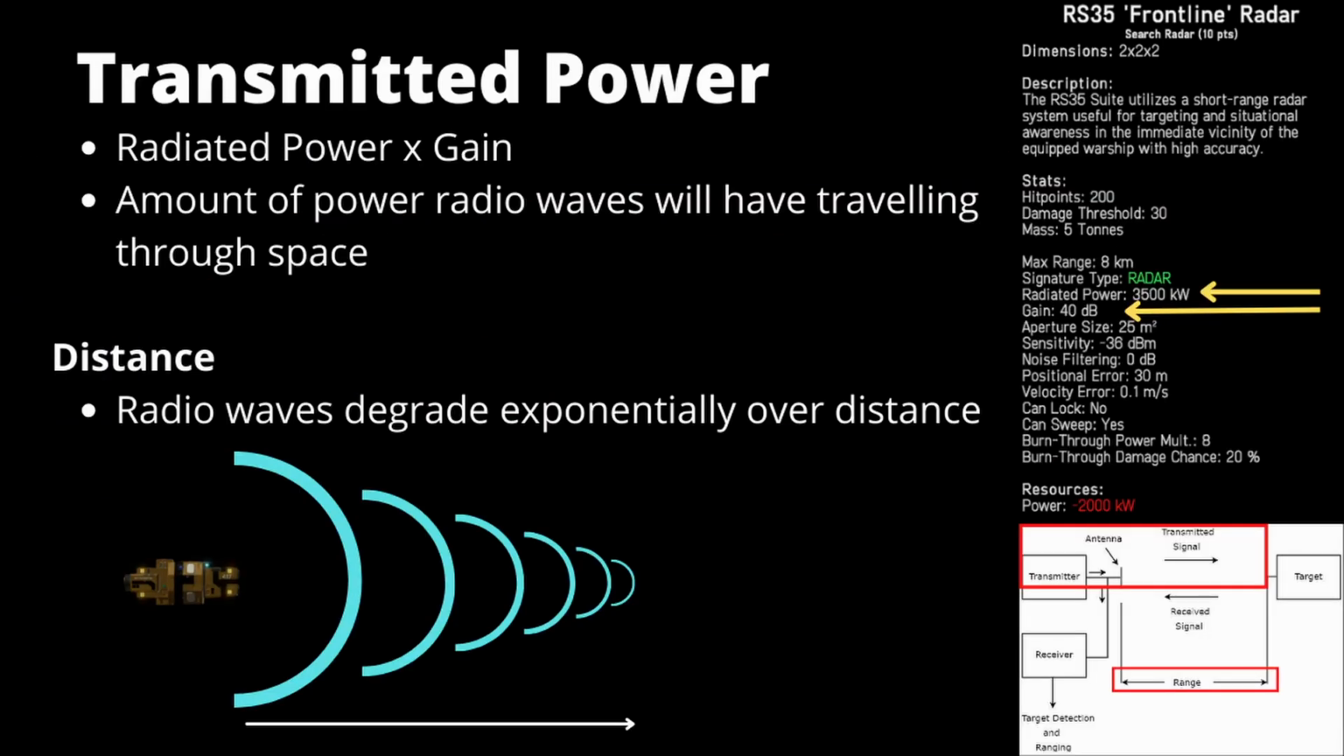So when we multiply the radiated power by the gain, we get transmitted power, or the transmitted signal, which is what we will send off into space with radio waves to determine whether we can see an object or not. It's important to note that the distance, both as we transmit the signal and as it returns back to us, will degrade over time, and this will degrade exponentially over the distance. So if an object is further away, then we expect both the transmitted signal and the received signal to degrade more than if something was closer.